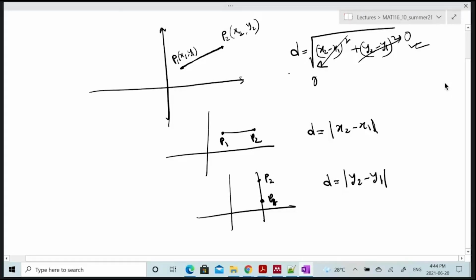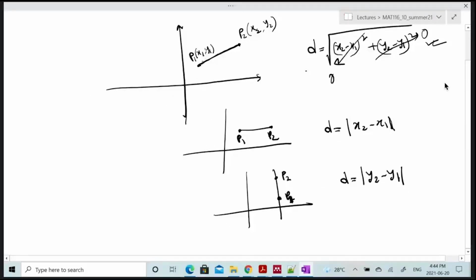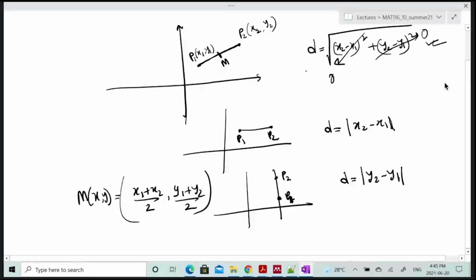And lastly, if we know 2 points and we join them, we get a line segment. If I want to know the midpoint of this line segment, the formula we used is m equal to (x1 plus x2 divided by 2, y1 plus y2 divided by 2). These are the formulas we learned in our last class, and I assume you guys don't have any problem there. So that's a recap of lecture 2.